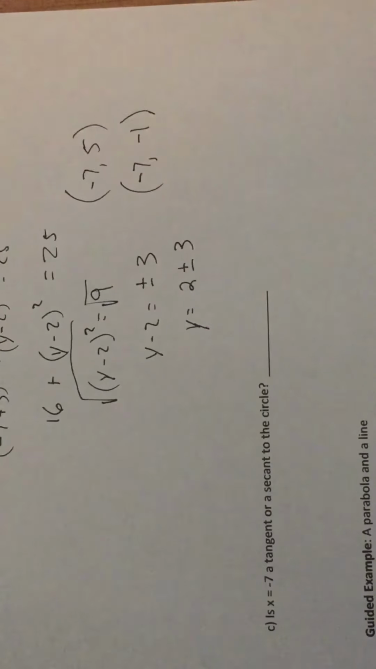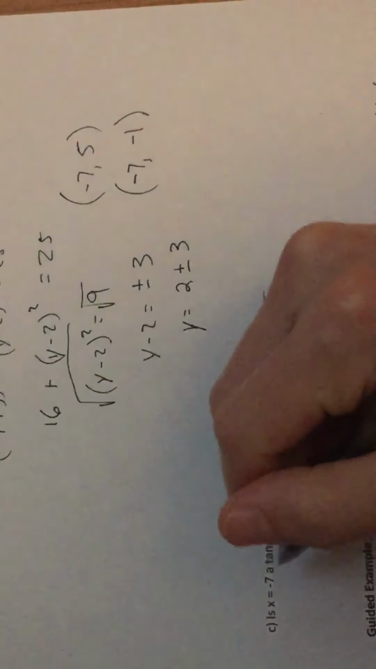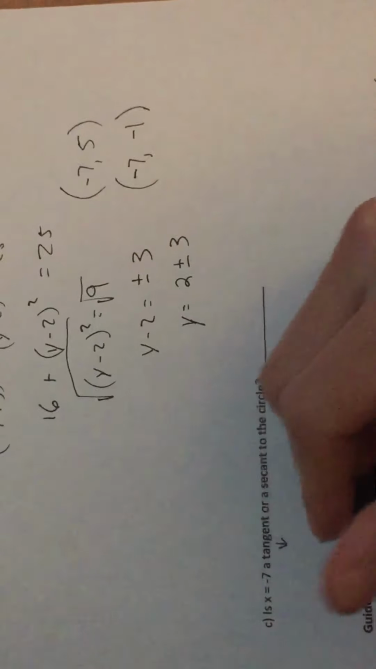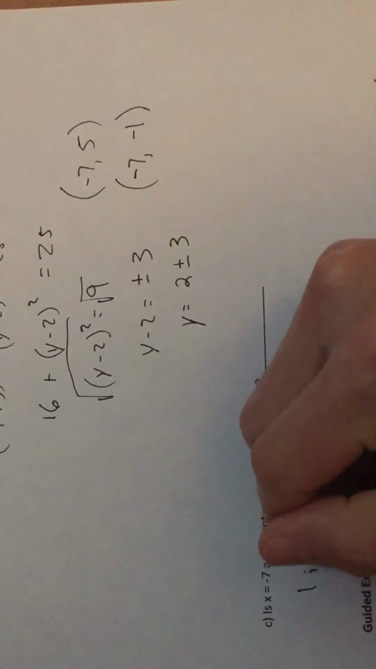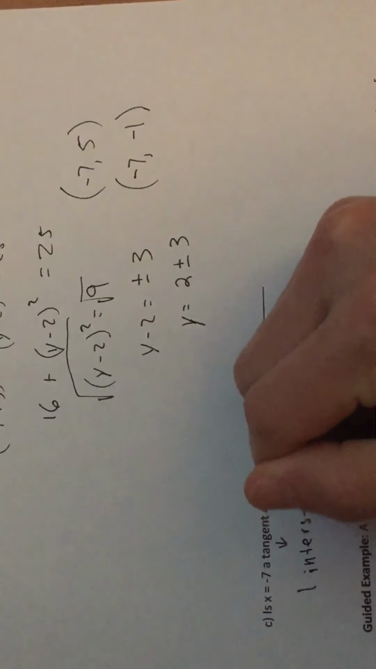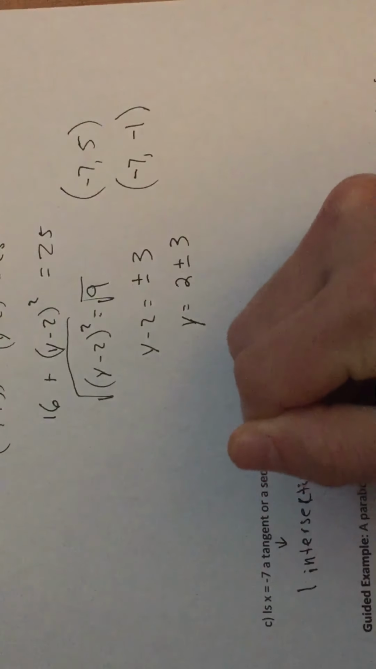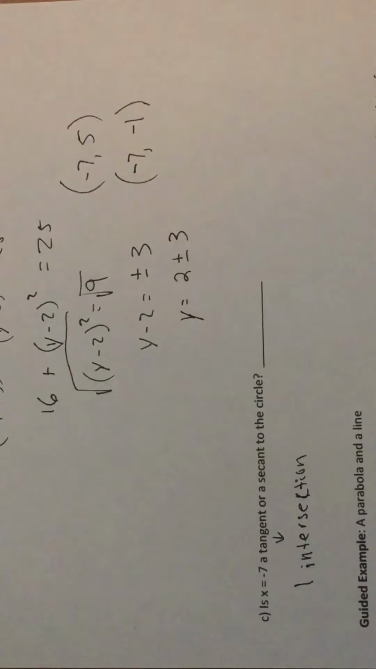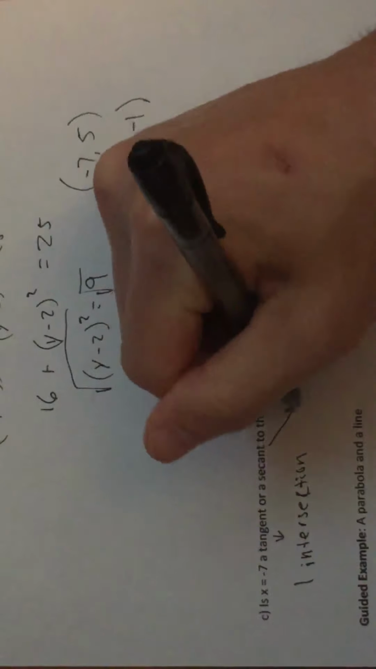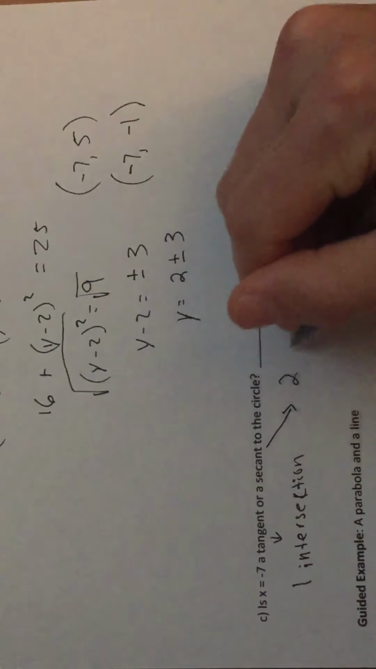Review our vocabulary real quick. Tangent, you might want to jot this down somewhere, means one intersection. Tangent means one intersection. If you're tangent to something, you just touch it once and kind of skim off the surface. Secant to the circle, 2 intersections.